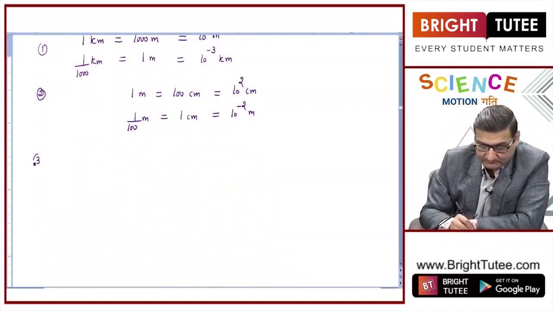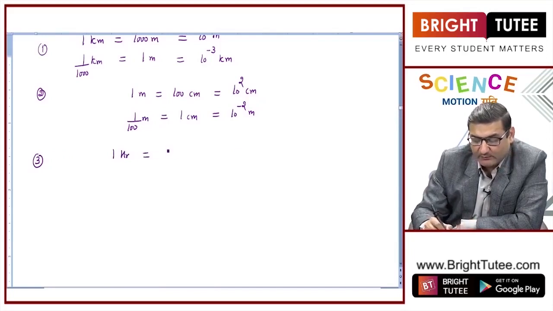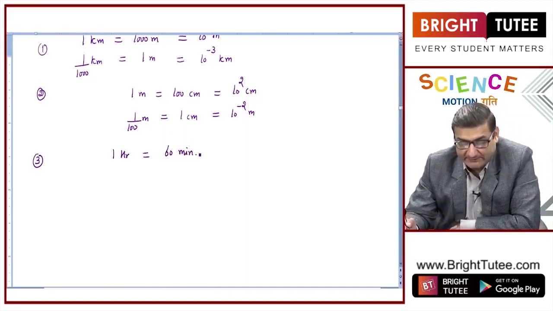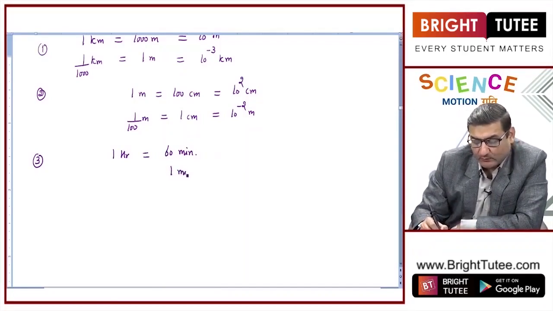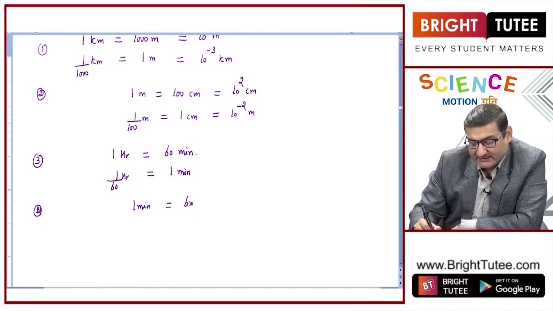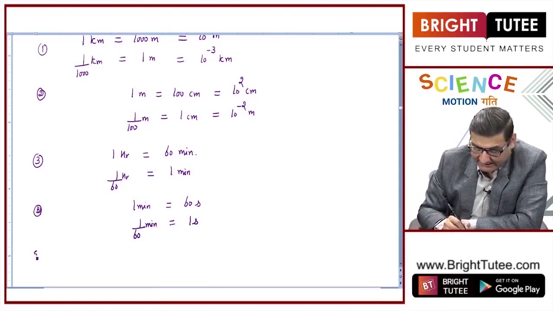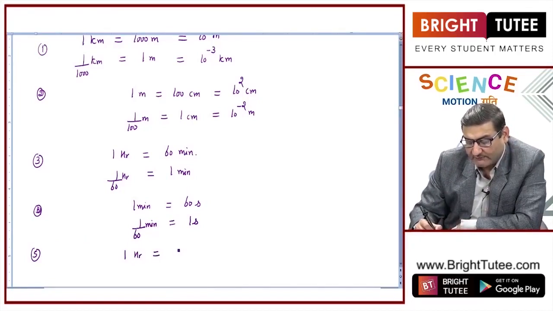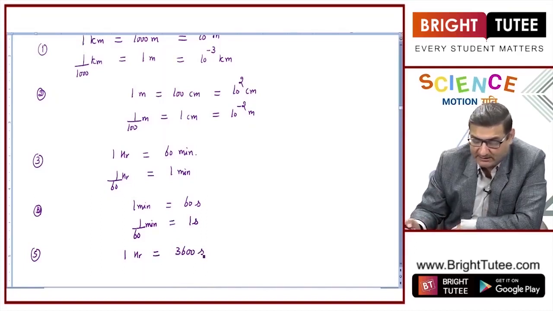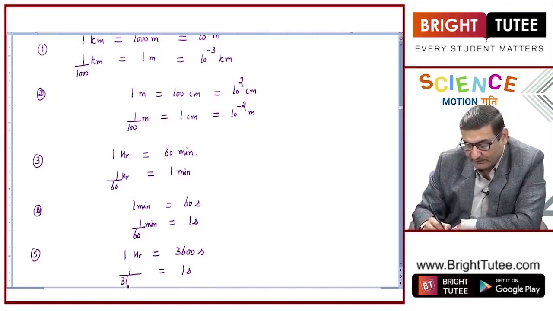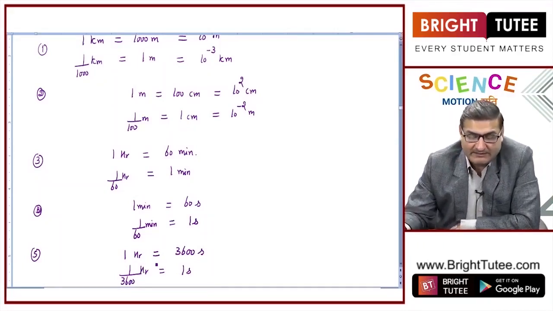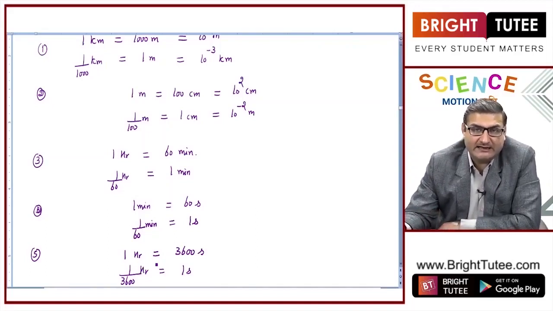Now, when it comes to time, I know that 1 hour is equal to 60 minutes, or I can say that 1 minute is equal to 1 upon 60 hours. Another thing, 1 minute is equal to 60 seconds, or the other way round, 1 second is equal to 1 upon 60 minutes. Now, if I relate hour and seconds, 1 hour is equal to 3600 seconds. So, I can also write 1 second is equal to 1 upon 3600 hours. These are the unit conversions that I need to know.